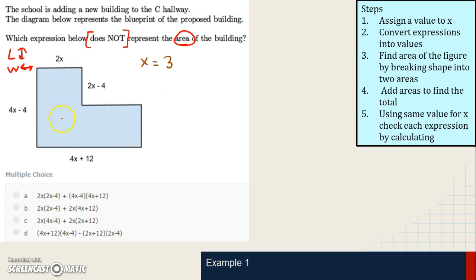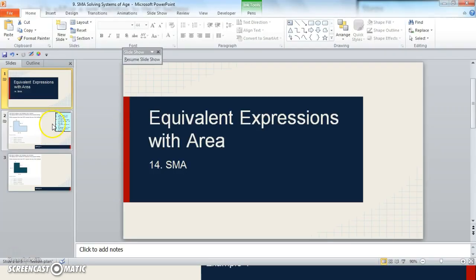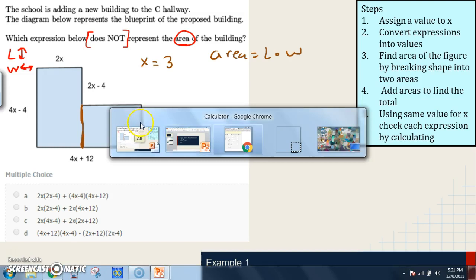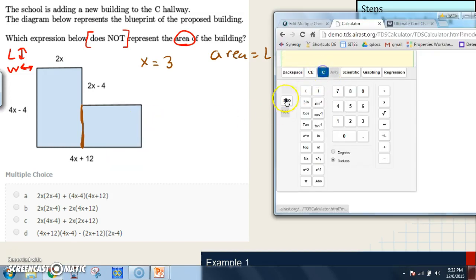Now we've got to figure out the area of this figure. Well, we know that area equals the length of the figure times the width of the figure. Now, it's not an easy rectangle, right? There's this piece missing. But if you look at the figure, it looks like we can break it up into two smaller figures that we could figure out the area of. But before we start doing that, let's figure out what the lengths are as a single value and not an expression. So we're going to plug in the number that we assigned to x to figure out each one of these.